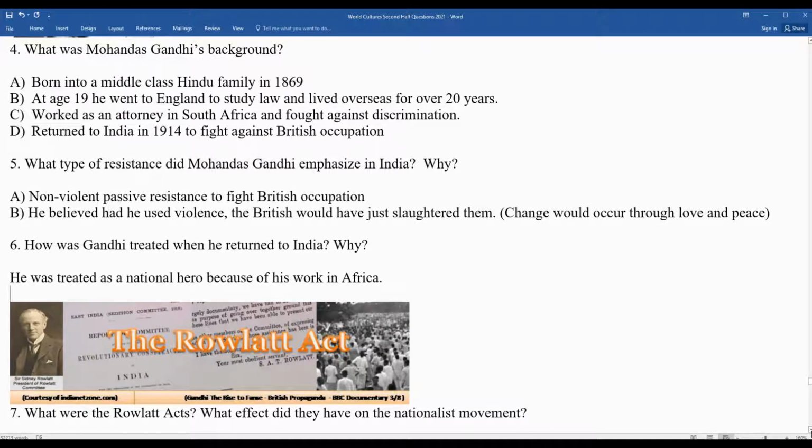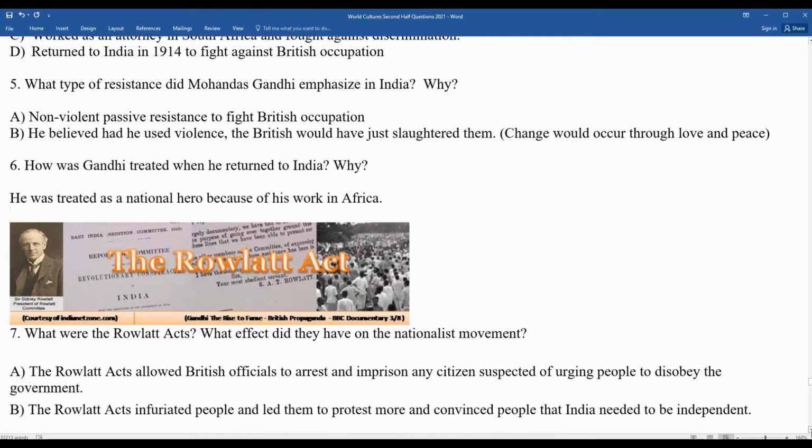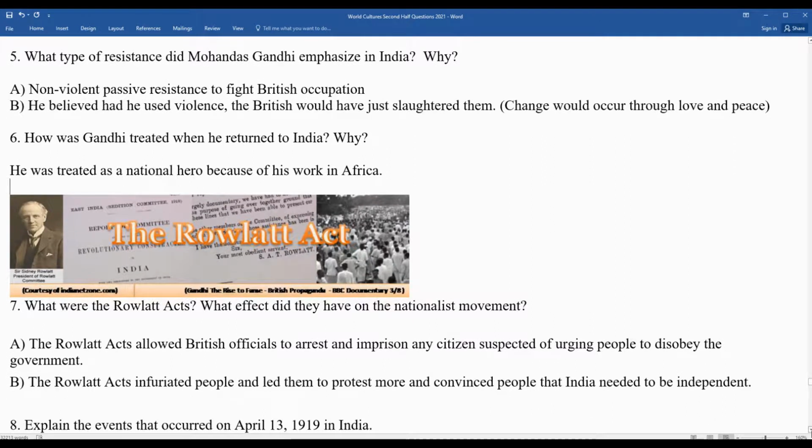So you see Sir Sidney Rowlatt there, pictured on the left, the president of the Rowlatt Committee. And he's going to put forth some suggestions in regard to the governing of India. The Rowlatt Acts allowed the British officials to arrest and imprison any citizen suspected of urging people to disobey the government. So this is a crackdown or a harsh law against the Indian citizens. This act infuriated people and led to additional protests within India. This convinced more Indian people more than ever that they needed to be independent and free from British control.